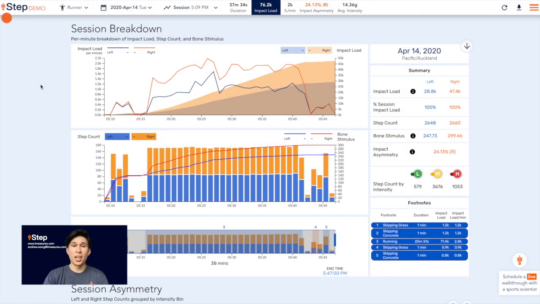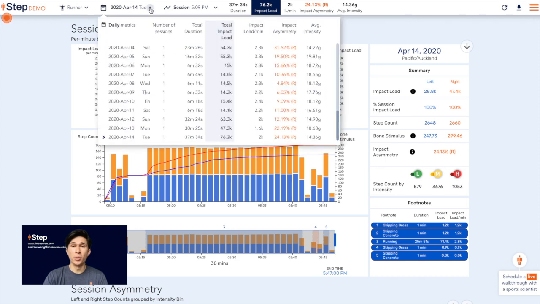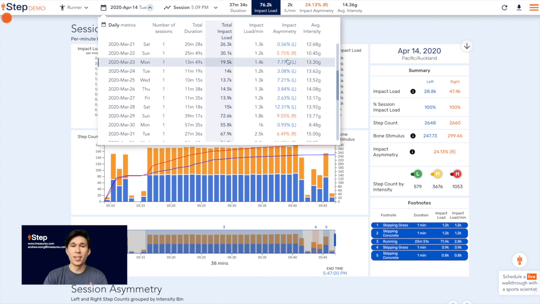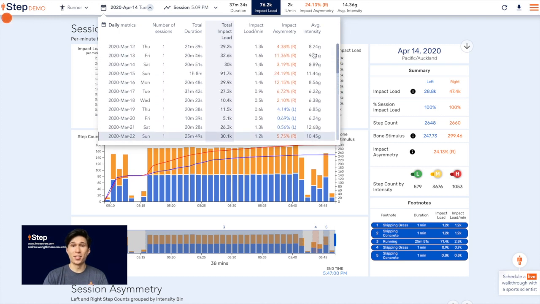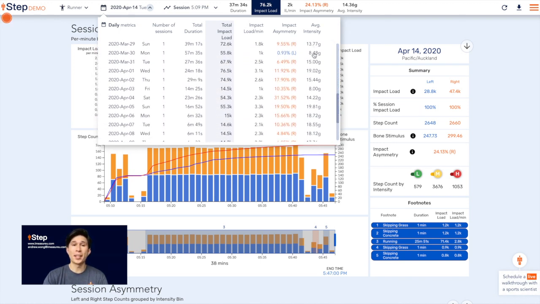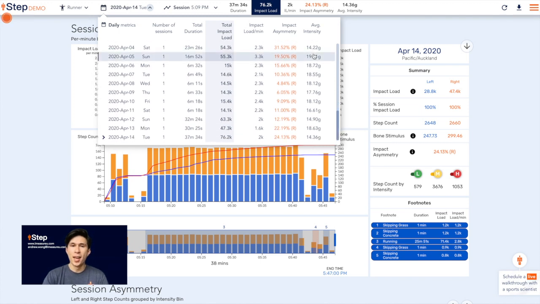In the IMU Step dashboard, when looking at the date table, the impact asymmetry represents the relative impact asymmetry for that day. Orange text represents an asymmetry to the right, and blue text represents an asymmetry to the left. Average intensity, next to impact asymmetry, describes the average intensity of all impacts from both left and right legs. An average intensity of 10G with an asymmetry of 10% left would indicate an average intensity of 11G on the left leg and 9G on the right leg.